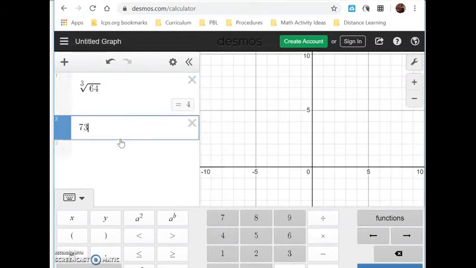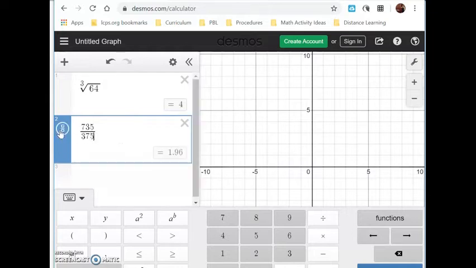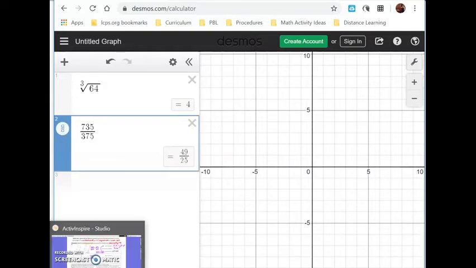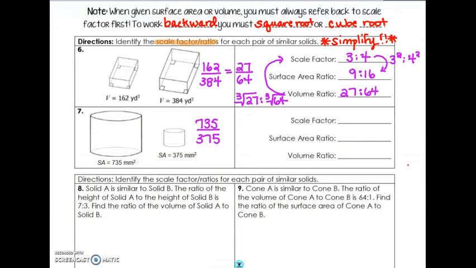735 over 375, hit my simplified fraction button to get 49 over 25. That is going to be my surface area ratio. So right away I put that in for surface area ratio. 49 to 25.